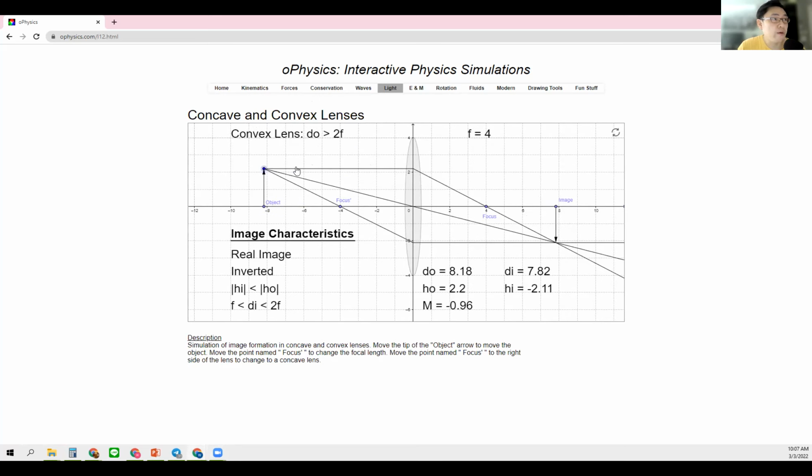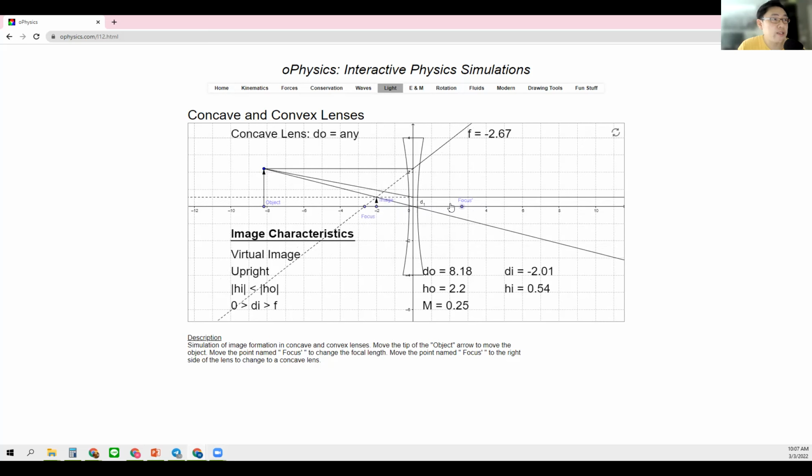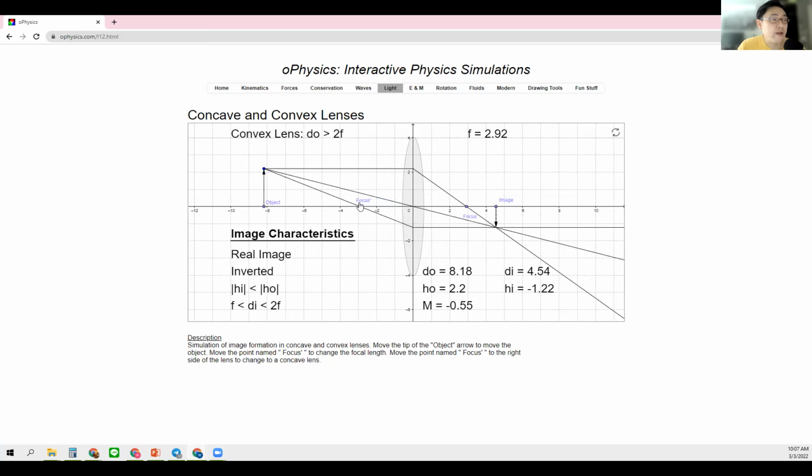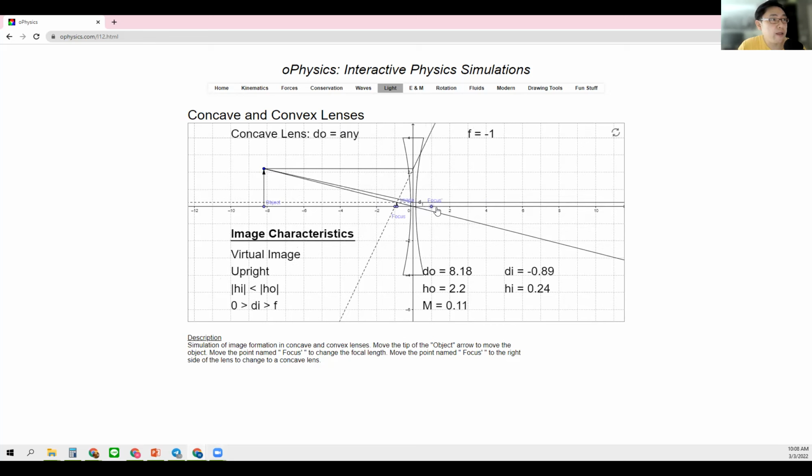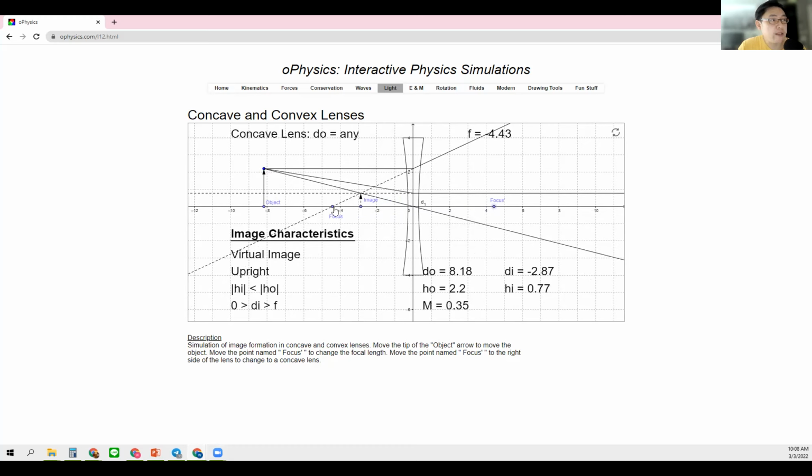You can also pick the focal length. So you can adjust that, maybe on the left here. You can adjust the focal point, and as you can see, it will go from having a converging lens when the focal point is on the right. Remember that one. Then if you move the focal point to the other side, your focal point is now on the same side as the object.